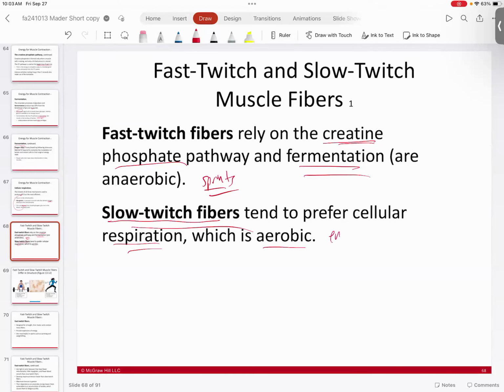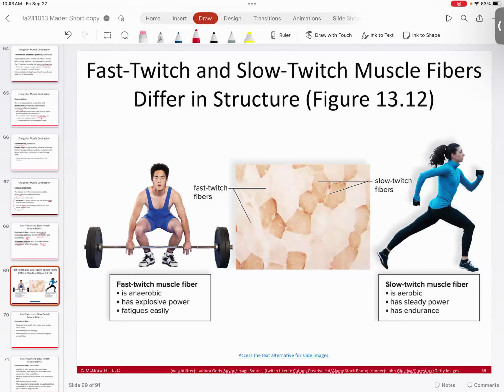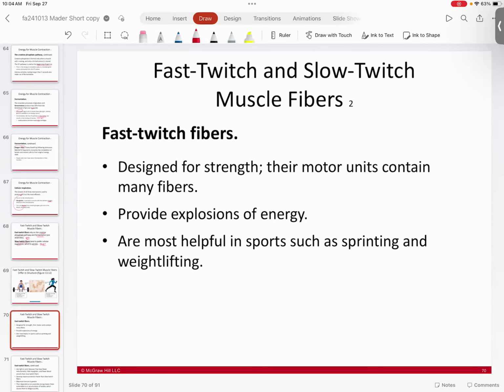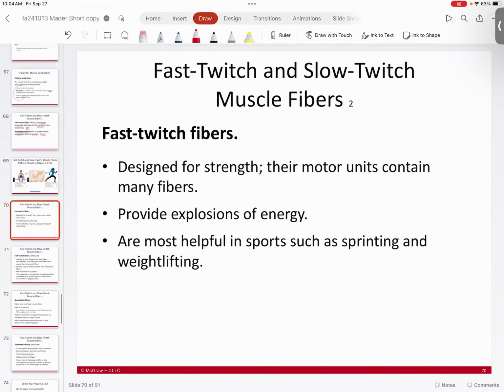They require aerobic respiration, so these are basically endurance types of muscles. A good example of fast twitch would be bodybuilding, basically lifting. That'd be fast twitch, short bursts of energy very quickly, and slow twitch would be like jogging for a long period of time. So you basically need extended amounts of twitching or muscle contraction.